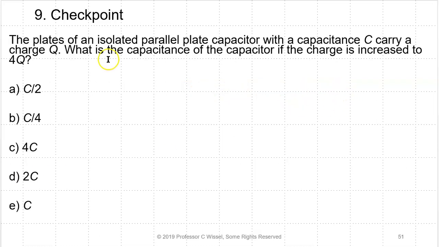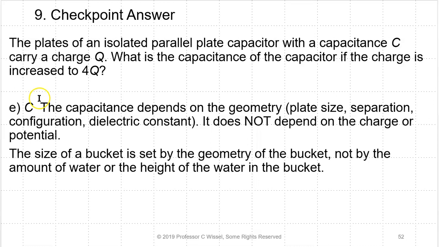The plates of an isolated parallel plate capacitor with a capacitance C carry a charge Q. What is the capacitance of the capacitor if the charge is increased to 4Q? Okay, this is a trick question. The capacitance depends on the geometry, plate size, separation, configuration, and dielectric constant. It does not depend on the charge or potential. So the size of a bucket is set by the geometry of the bucket, not by the amount of water or the height of water in the bucket or the type of fluid that you stick in the bucket.